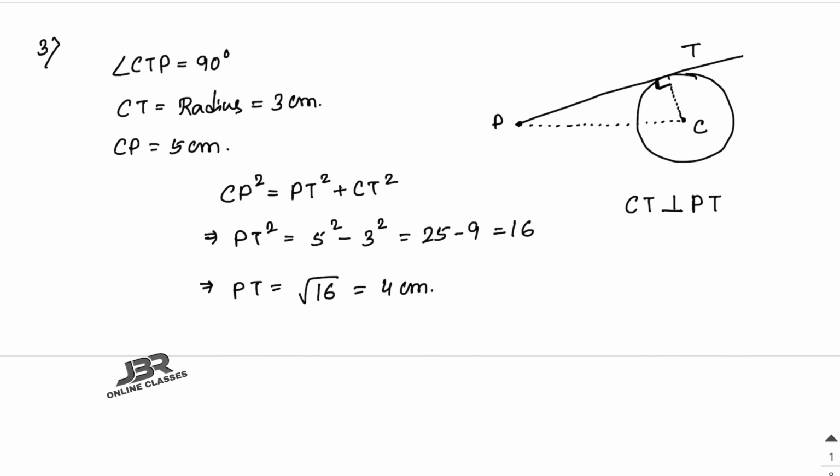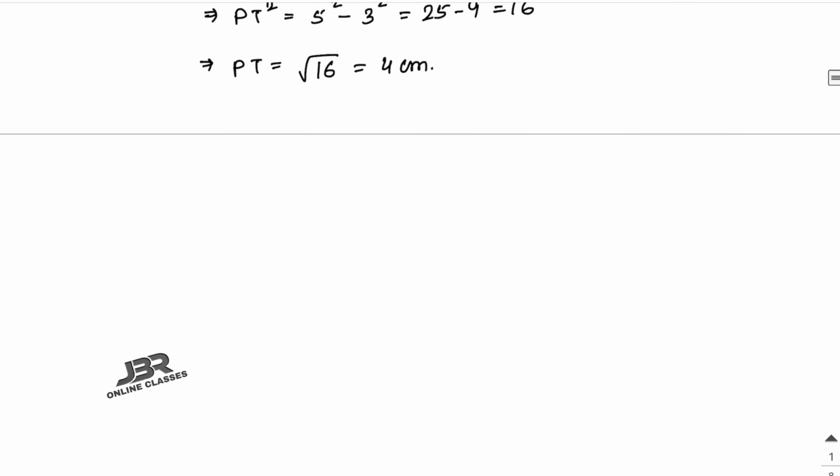Now for the next one, number 4. So here in sum number 4, in the adjoining figure, PT is the tangent. Okay, so that one is a circle. C is the center, it's P, here T. Okay, so similar kind of problem. Here PT is the tangent of the circle.